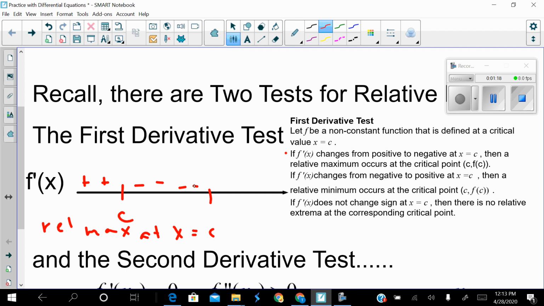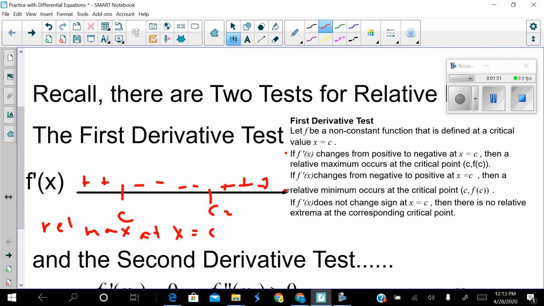And let's say, that says if the derivative changes from negative to positive, I'll call this C2. Right? That means the slopes are changing from negative to positive, so then the function would have a relative min at this value C2. If there's no change in sign of the first derivative at a critical value, then there's not going to be a relative max or relative min there. Okay, so that one I think you're pretty confident with.